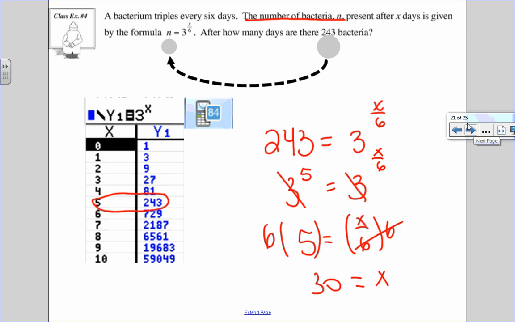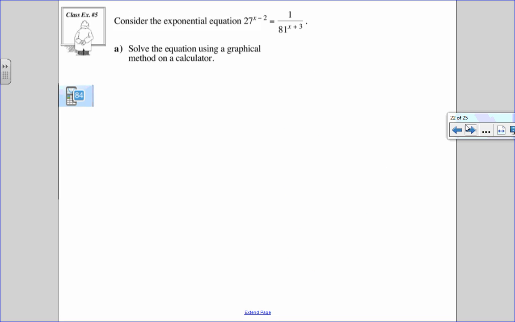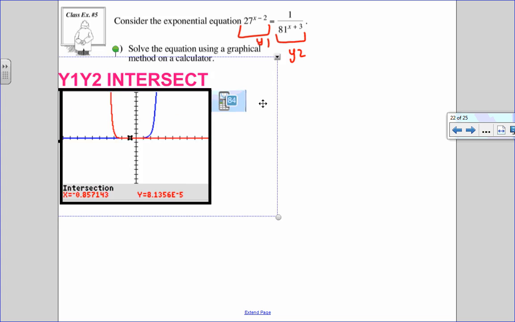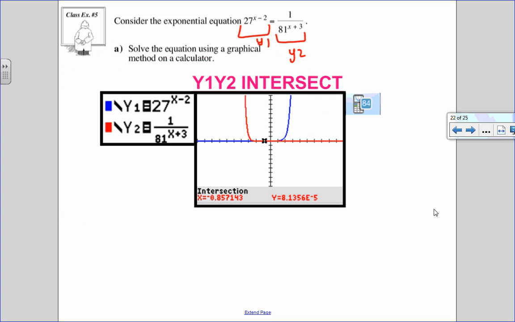Okay. Last question here, I believe. Last question, yes. So consider the exponential equation 27 to the x minus 2 equals 1 over 81 to the x plus 3. Solve the equation using a graphical method. Well, the way that we solve things graphically is we do y1, y2 intersect. So I did that over here, y1, y2 intersect. And you can see I have my intersection here. So my solution, not exact, is that it's about negative 0.9.